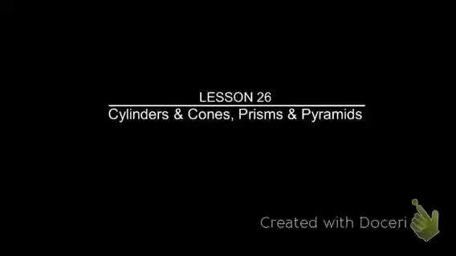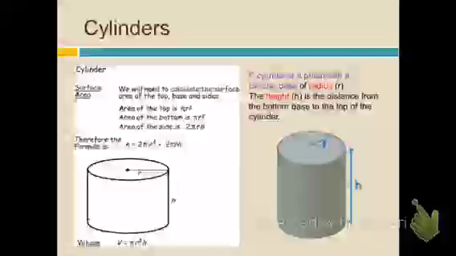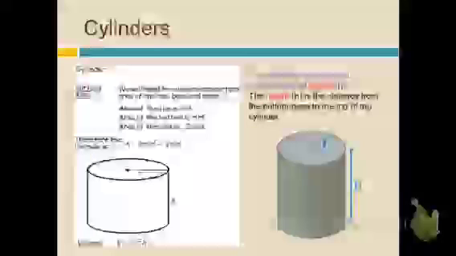Welcome to this presentation on cylinders, cones, prisms, and pyramids. Today we will be learning how to find the surface area and volume of commonly used solids. A cylinder is a prism with a circular base of radius r and a height h, which is the distance from the bottom base to the top of the cylinder.